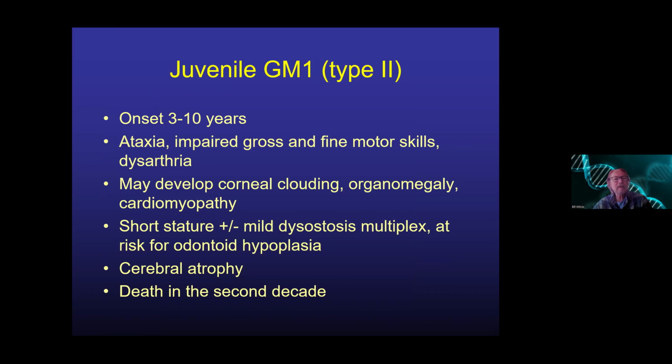Juvenile GM1 has an onset of 3 to 10 with ataxia, impaired gross and fine motor skills, and dysarthria. They may develop corneal clouding and organomegaly and cardiomyopathy, and a short stature plus or minus mild dysostosis multiplex, and they're at risk for odontoid hypoplasia and develop cerebral atrophy and death in their second decade.